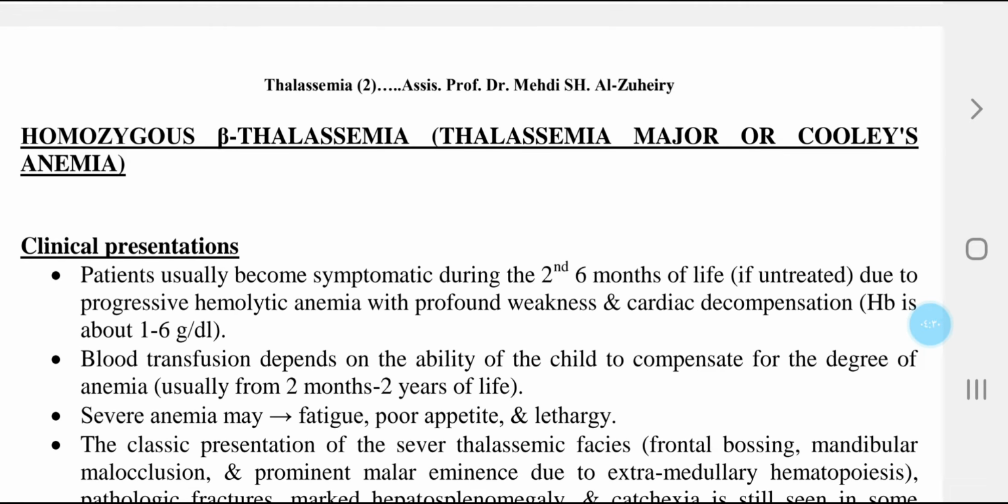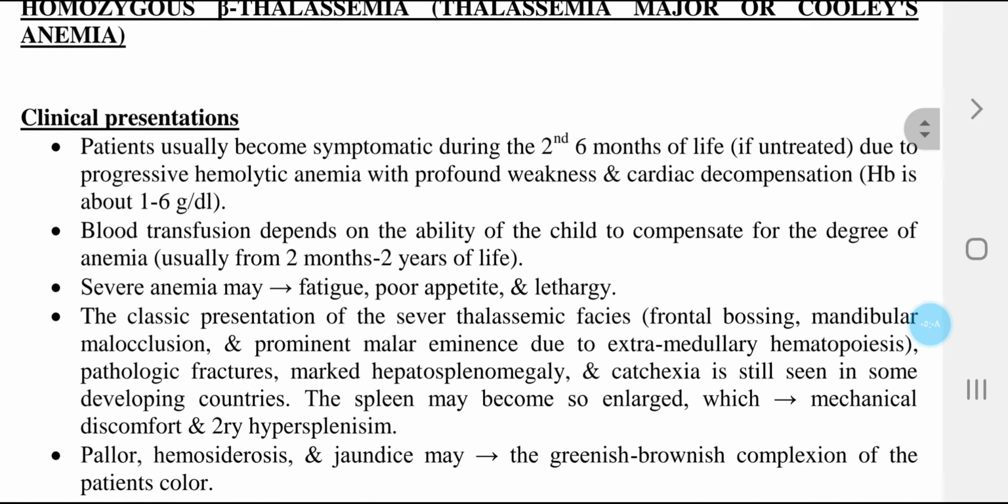Now we'll talk about the most common type, which is homozygous beta thalassemia, or thalassemia major, or what we call Cooley's anemia. Clinical presentation: patients usually become symptomatic during the second 6 months of life if untreated, due to progressive hemolytic anemia with profound weakness and cardiac decompensation. Hemoglobin is about 1 to 6 grams per deciliter. Blood transfusions depend on the ability of the child to compensate for the degree of anemia, usually from 2 months to 2 years of life.